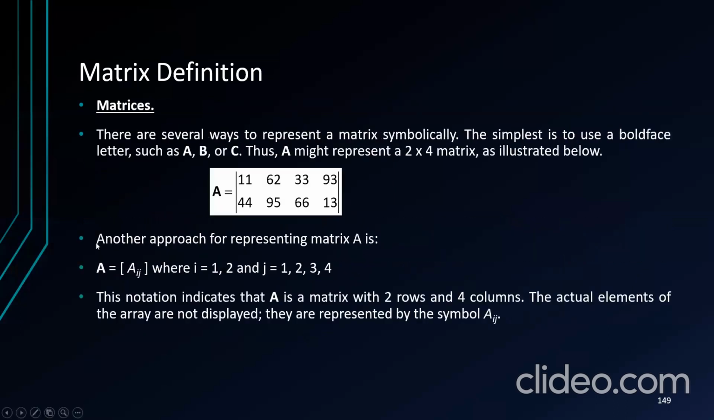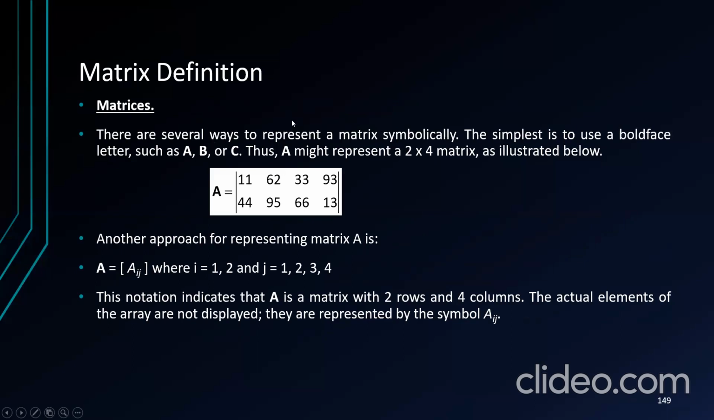So matrices, there are several ways to represent a matrix symbolically. So the simplest is to use a bold-faced letter, yung bold, just A, B, or C. Thus A might represent a 2 by 4 matrix as illustrated below. So ito ang matrix niya. 11, 62, 33, 93, 44, 95, 66, 13.